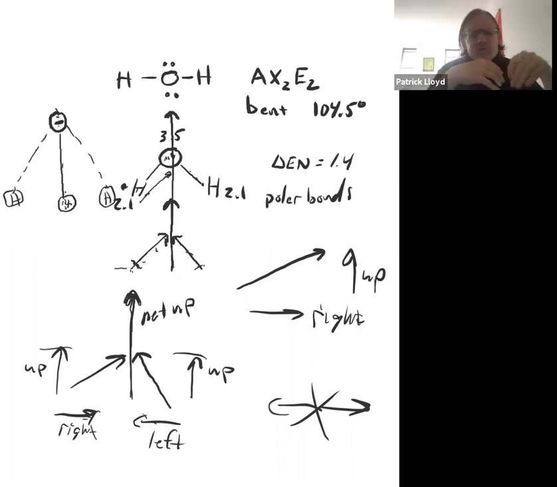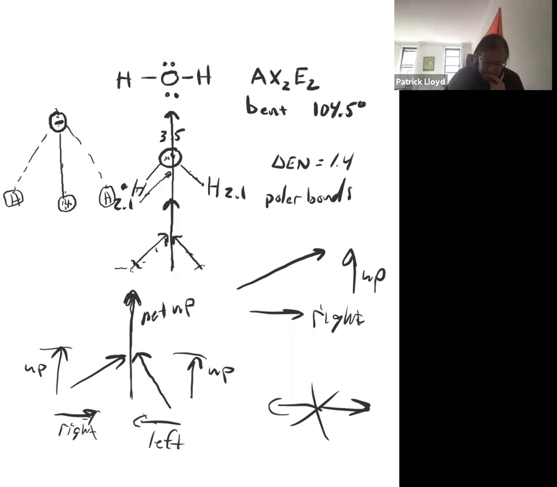Now, there are some ways we can make it a little more complicated by saying, hey, what if the surrounding atoms are different and they have different polarities? Well, then that's going to affect things, right? But at least at the basic level, it's just, are the bonds polar? If yes, then you look at the shape.